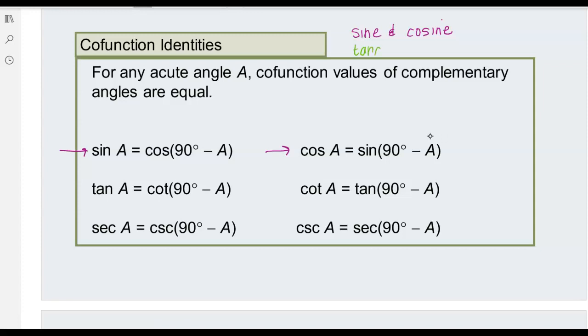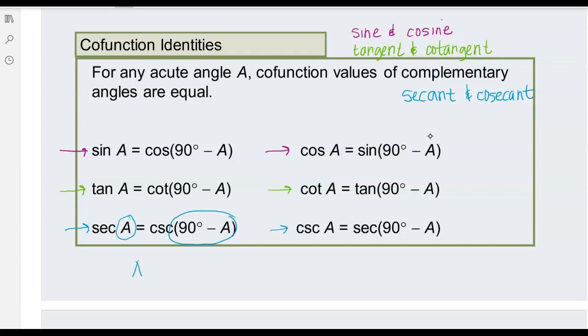Tangent and cotangent are also cofunctions. So the tangent of an angle is the same as the cotangent of 90 minus the angle, and then vice versa. And then lastly, we have that secant and cosecant are cofunctions. And you can see again that we're looking at a particular angle versus 90 minus the angle.